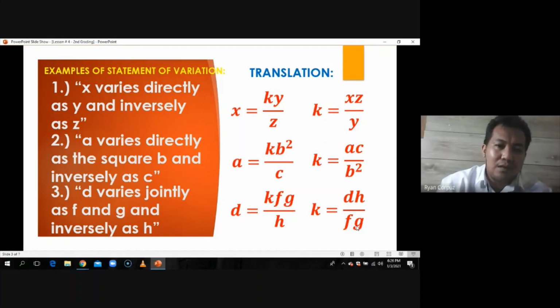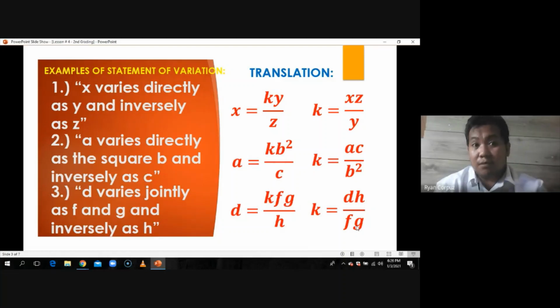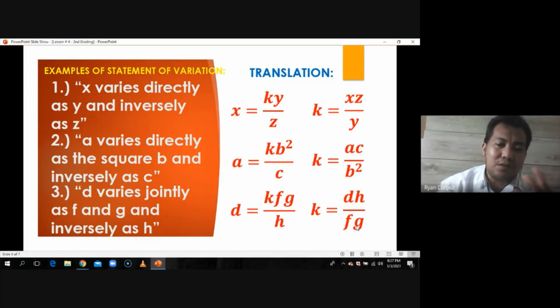So, una, we are going to translate. Let's translate the statement of variation into symbols. Then second, yung pangalawa, its constant of variation is to be sought. Then third, form the equation of variation. Then fourth, equations formed is to be used in finding for the unknown. So that's the same steps that we have applied on the first kinds of variation that we have discussed, and also the same steps that we are going to apply here.